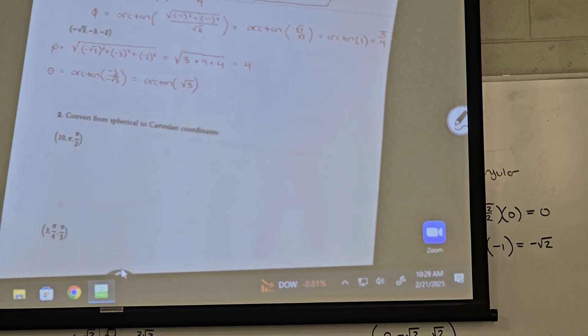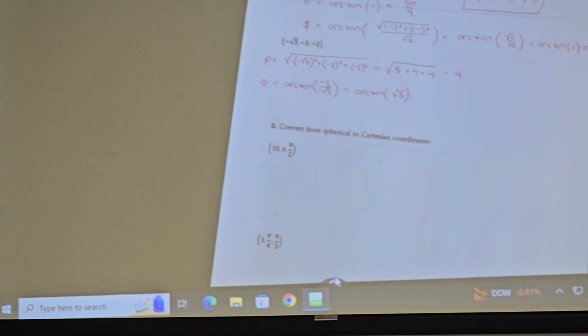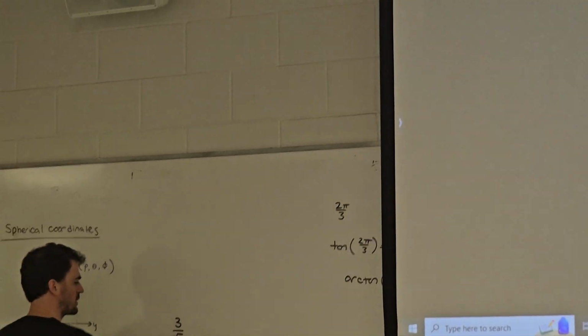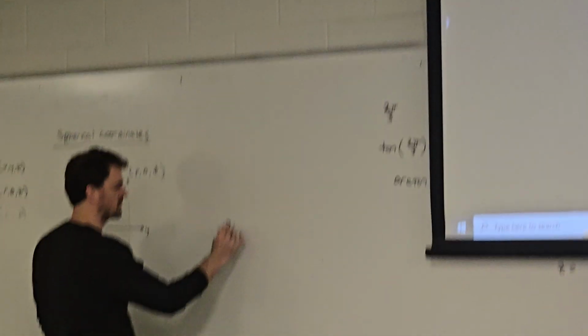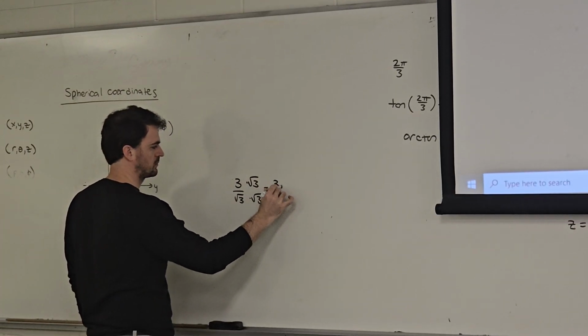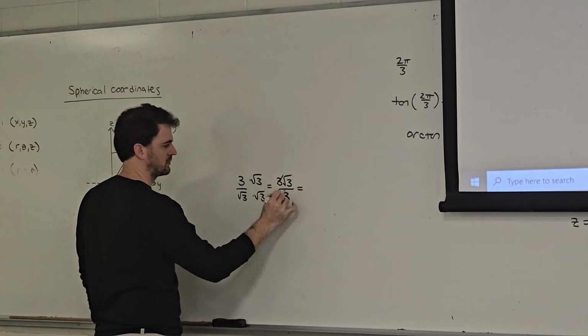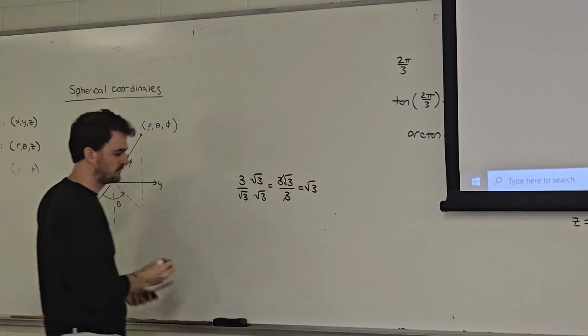3 over square root 2? So, yes. So you get 3 over square root of 3. And we don't want square roots in the denominator. Square root of 3. Yeah.